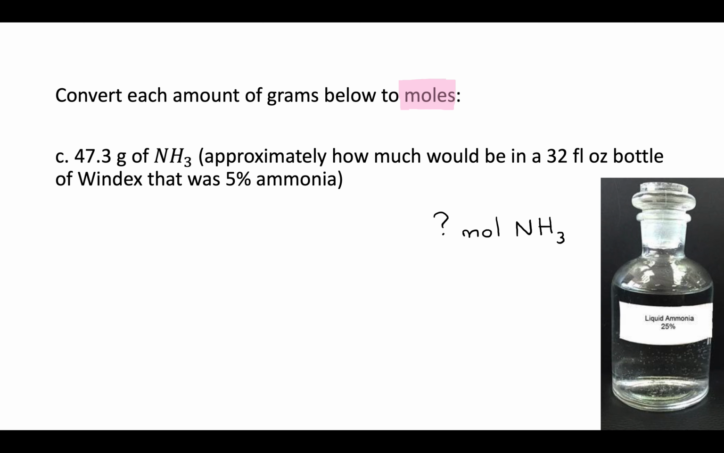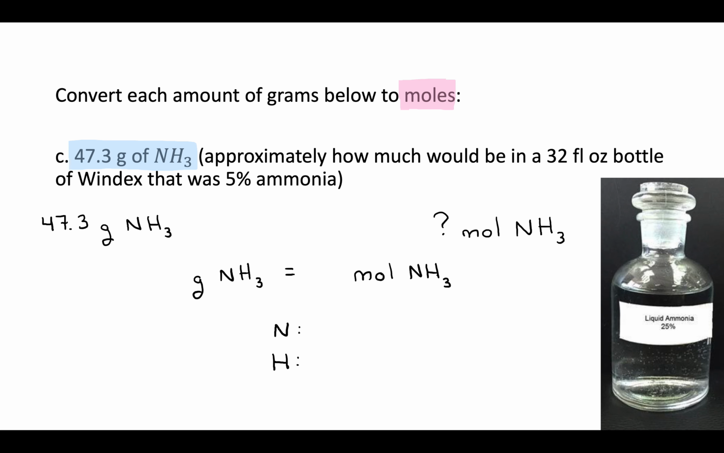So what units are they asking for? Moles of ammonia. And what number do they give us? 47.3 grams of ammonia, NH3. So we need a conversion factor that relates those two units. How do grams of NH3 relate to moles of NH3, or ammonia? And to do that, we're going to use the periodic table. Now we have more than one element here, so we're going to think about each of them separately. We have nitrogen and we have hydrogen.